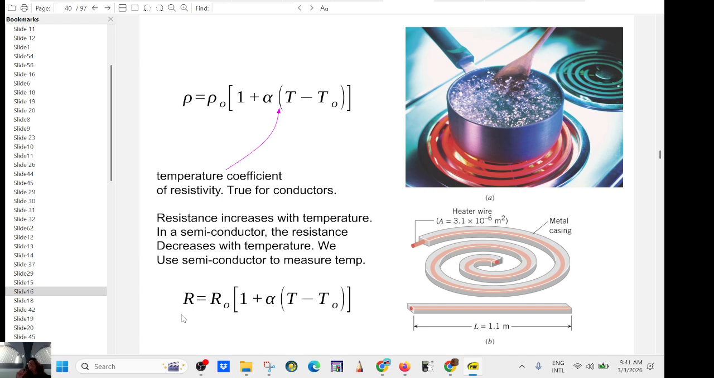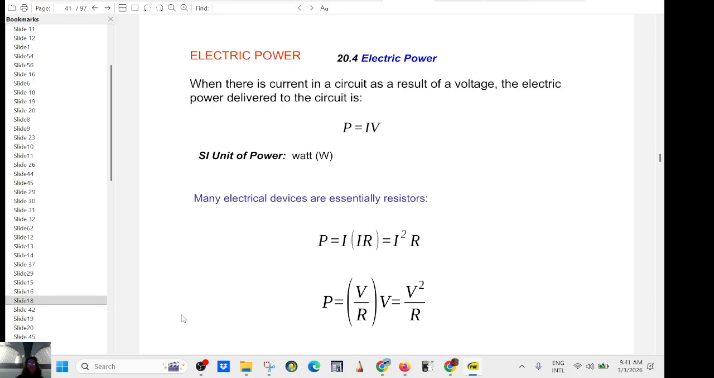Except if it's a semiconductor. Semiconductors do the opposite. If you increase the temperature, you decrease the resistance. So you can use a semiconductor as a thermometer. Okay, that's easy. It's an easy unit.